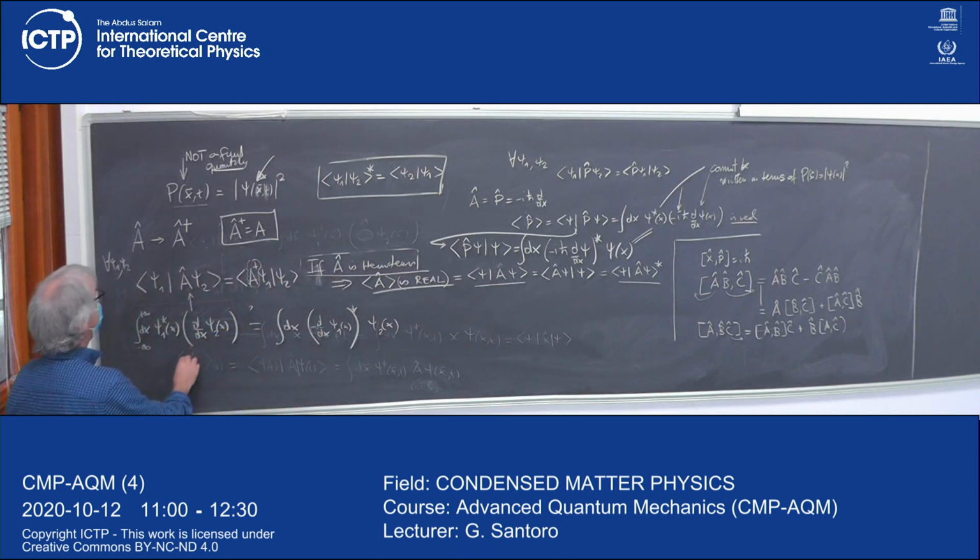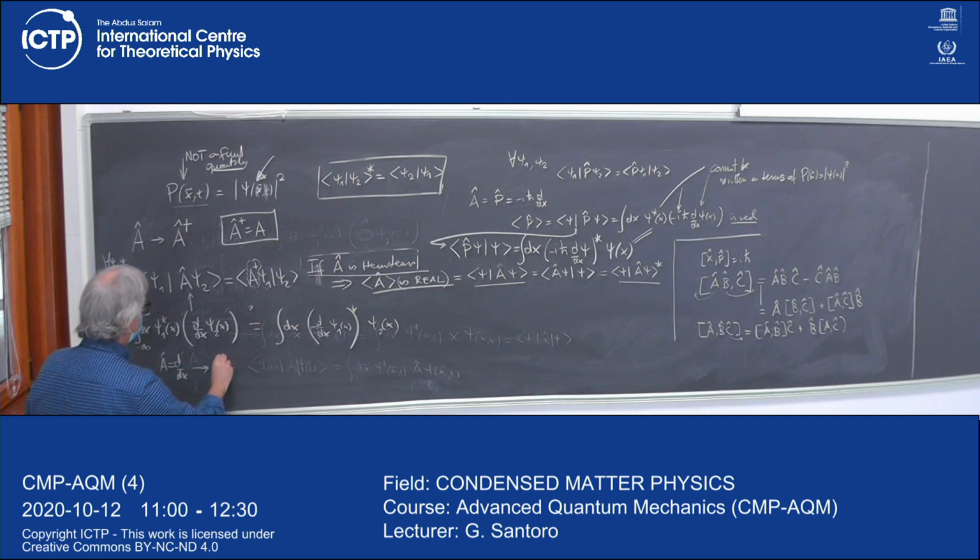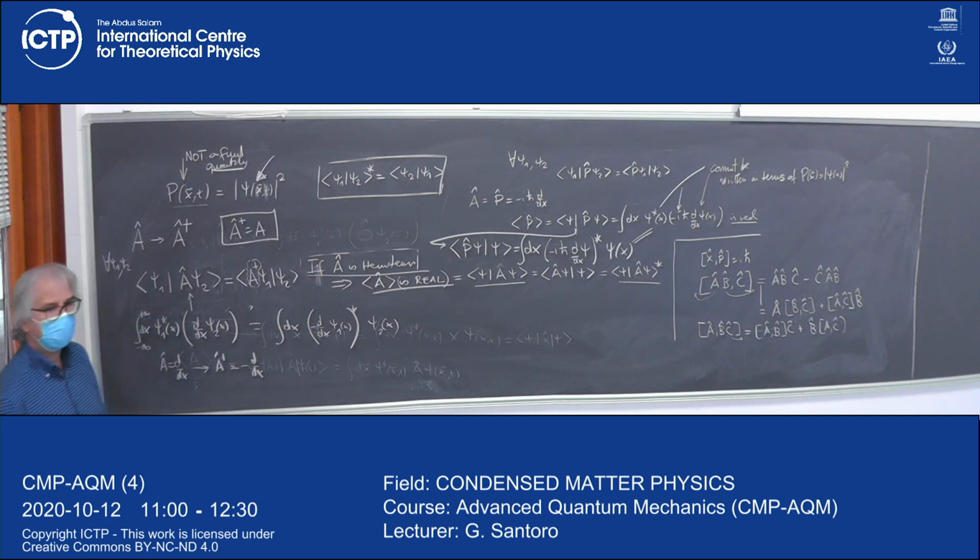In other words, if A is equal to the derivative, then A dagger is equal to minus the derivative. So you see that it is different.